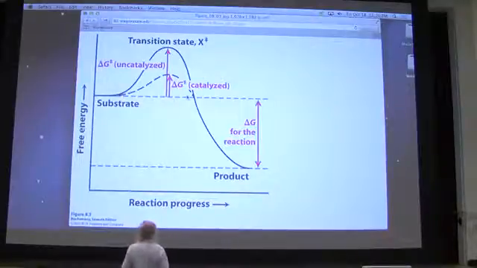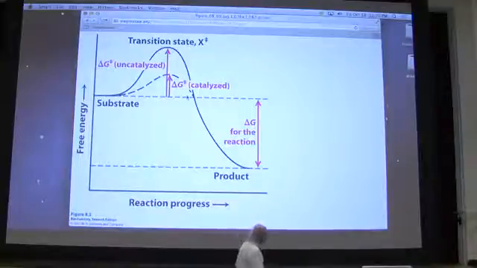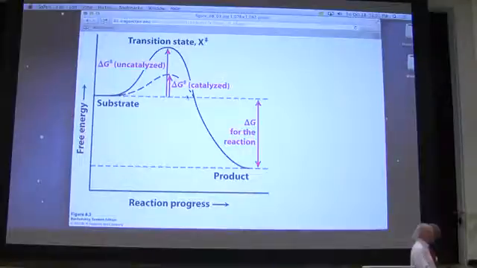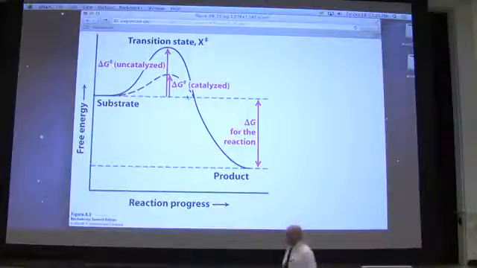Now, you'll notice that we see two things going on here. We see in the solid line a reaction that is uncatalyzed. No enzyme, no catalyst. During the course of the reaction, the formation of what we call the transition state causes the free energy to increase to a significant amount. Once it gets over that hump, it goes down here and makes product.